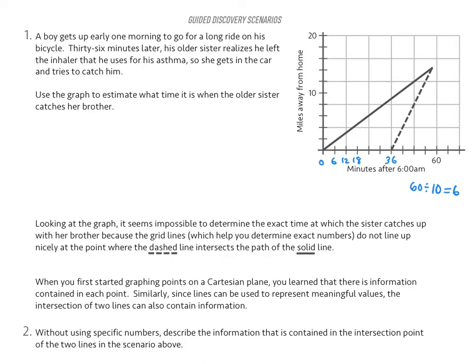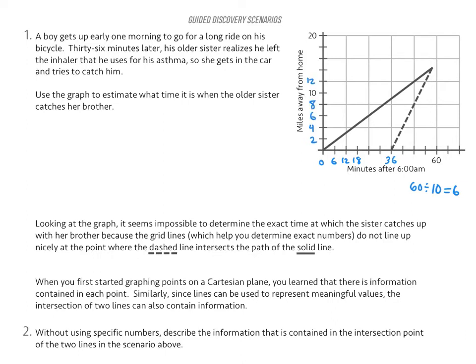Now let's look at the vertical axis. The label says miles away from home, 10 miles away from home, 20 miles away from home. Let's count more of these values on this axis by looking at how many marks there are. There's 1, 2, 3, 4, 5. So the first 10 miles is split into 5 equal parts. 10 divided by 5 is 2. So this is 2 miles, 4 miles, 6 miles, 8, 10, 12, etc.